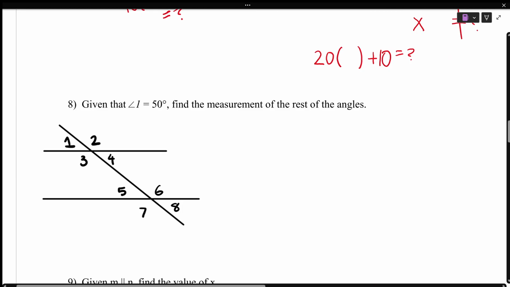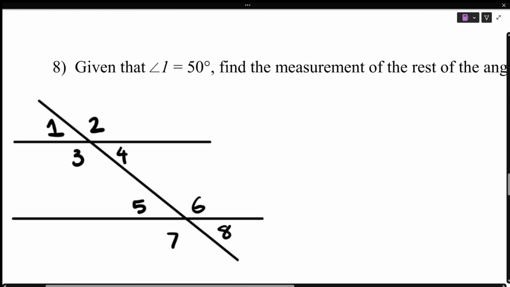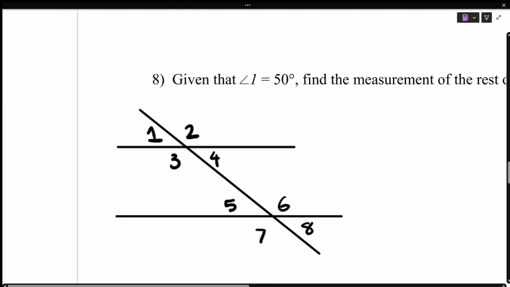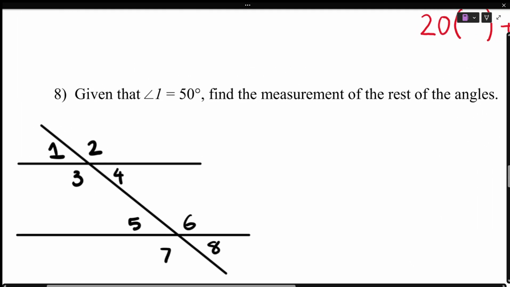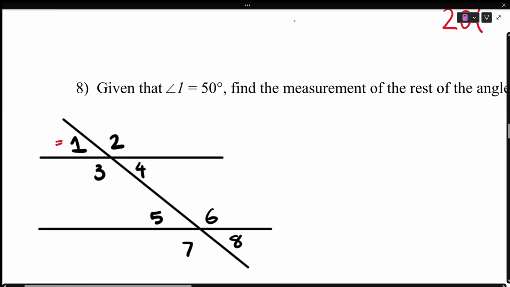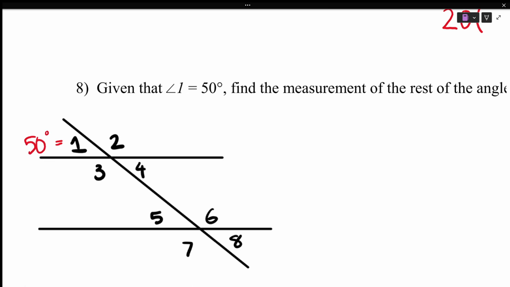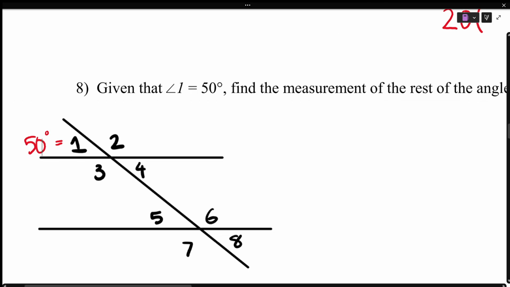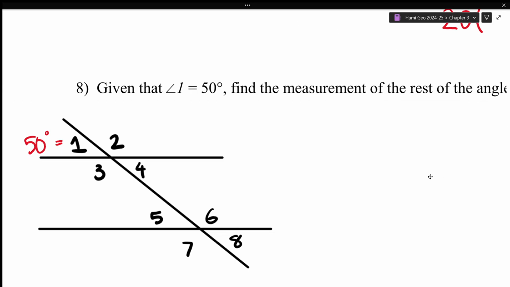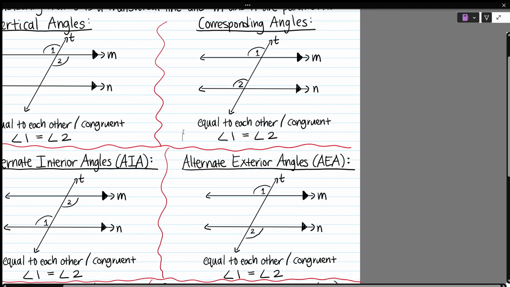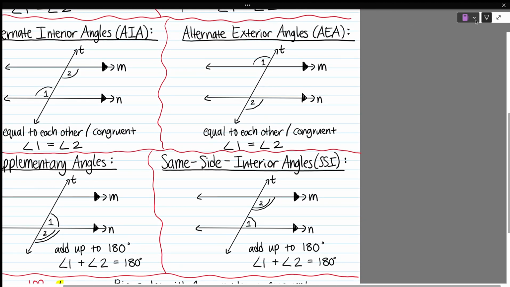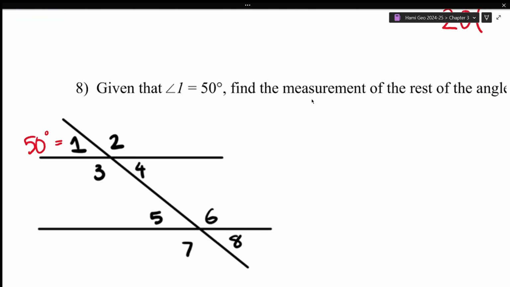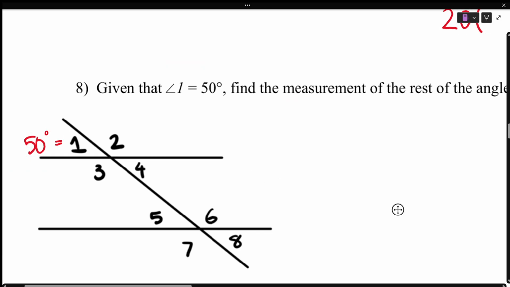Number 8, given that angle 1 is 50, find the measure of the rest of the angles. So angle 1 is 50 degrees, this is 50 degrees, okay? So we're going to figure out what 2, 3, 4, 5, 6, 7, 8 are going to be. And all we have to do is just understand the definition of all of these angles and then figure it out, okay? So let's start with 1 and 4.